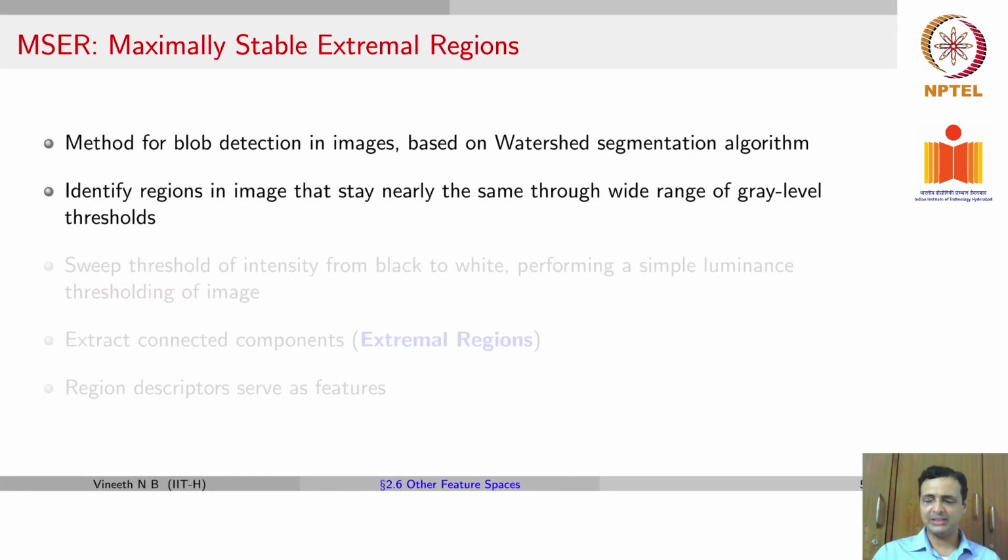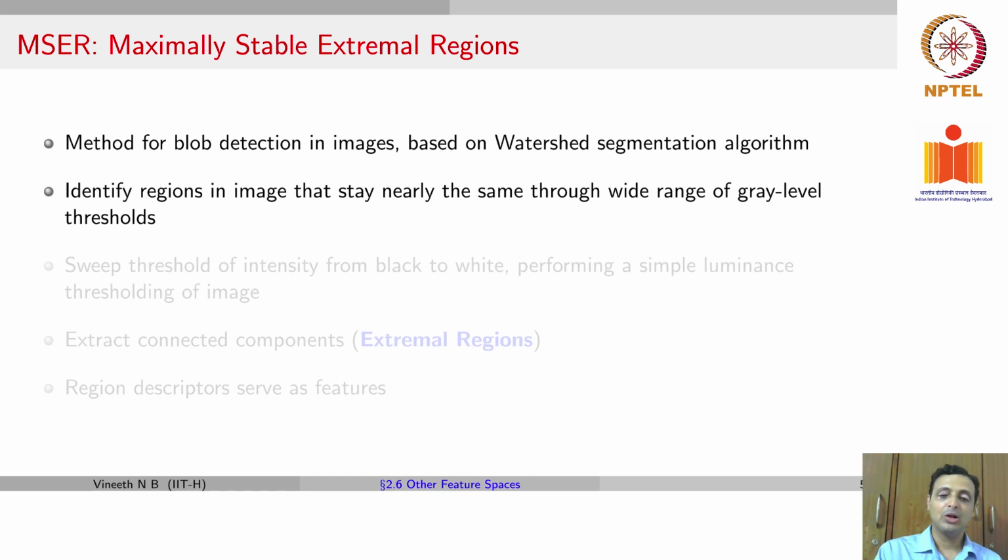Another feature space or important method that was proposed is known as the MSER, or the maximally stable extremal regions. This was a method for blob detection based on watershed segmentation. So we just saw image segmentation in the previous lecture. Using one of those methods, which is simple watershed segmentation, that method is used to come up with a method for MSER, or maximally stable extremal regions.